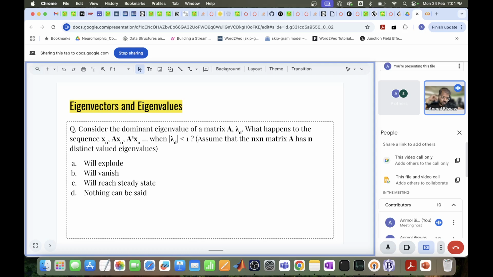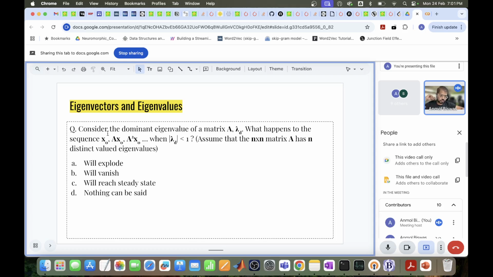Right? So now we will see a little bit more practical implications of eigenvectors, or specifically eigenvalue decomposition as it is called. So we consider matrix A, and we say that the dominant eigenvalue of matrix A is lambda d, d for dominant, right? The question is what happens to this sequence?